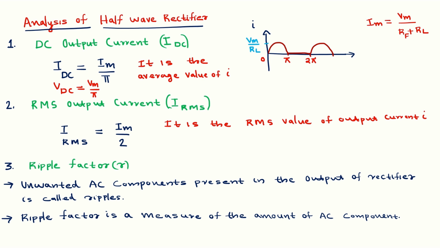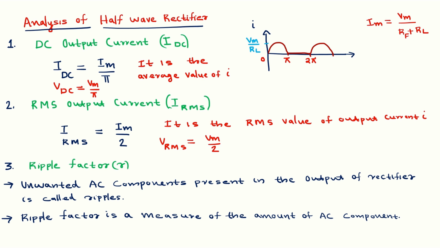Similarly, what is the value of RMS output voltage indicated by VRMS? RMS output voltage is equal to Vm divided by 2, half of the maximum input voltage Vm. Okay. So the third parameter is ripple factor.